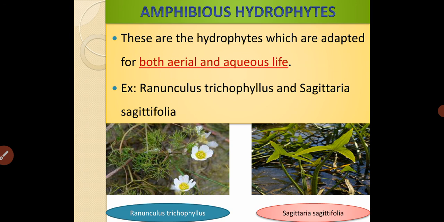These are the three types of hydrophytes. One is the submerged hydrophytes, second one is the floating hydrophytes and third one is the amphibious hydrophytes. Submerged hydrophytes are the hydrophytes which are present inside the water. Floating hydrophytes float on the surface of the water. Amphibious hydrophytes exhibit both aerial and aqueous life.